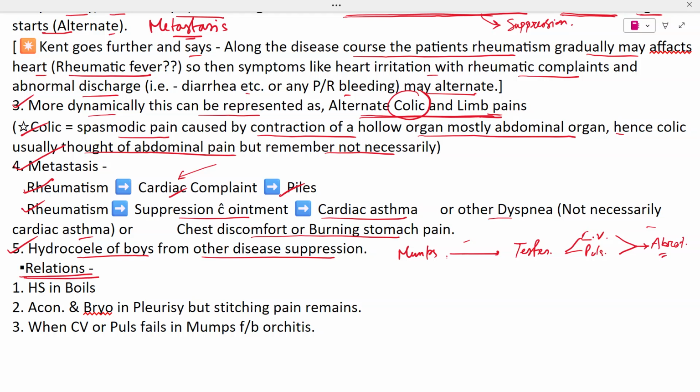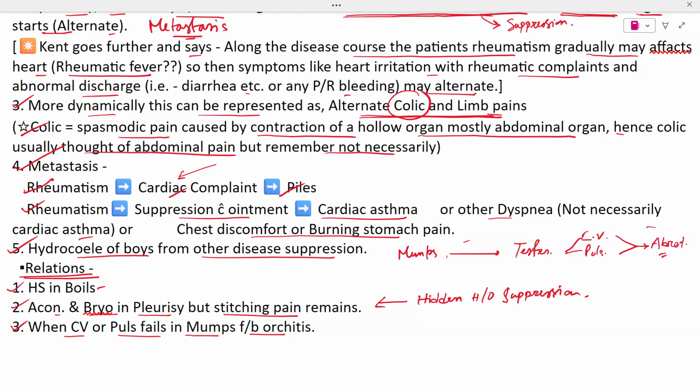And lastly, the relations, very important. As we have seen, we have given Hepar sulphuris in boils. If it does not work properly, that means there may be a suppression history, and you can use abrotanum. Second is Aconite and Bryonia in pleurisy, but the stitching pain remains. That means the patient may be unable to give a proper history, but had a suppression. Even in some cases where Aconite and Bryonia fail, it calls for abrotanum because there is a hidden, I repeat, hidden history of suppression. And lastly, the third relation says when Carbo vegetabilis and Pulsatilla fail in mumps followed by orchitis, we can think of abrotanum, as I already have said.